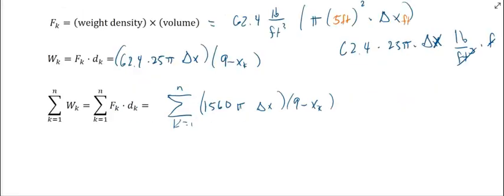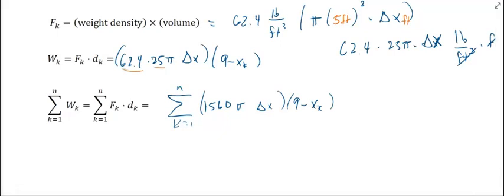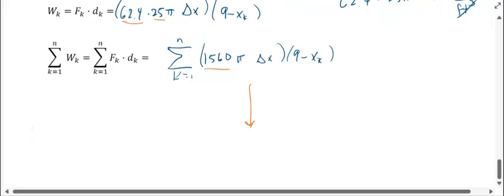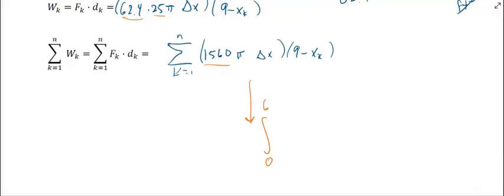All right, just for time's sake for the recording, I simplified that and wrote it down below. So what I do is multiply the 62.4 times 25, and that gives you 1560. We still have pi in there times delta x times 9 minus x sub k. Taking limits, we're going to end up with our definite integral, and we're going to integrate this from 0 to 6 only, not 0 to 9, because the tank was 2/3 full, and our integrand becomes 1560 pi times 9 minus x, and remember the delta x is becoming the dx.